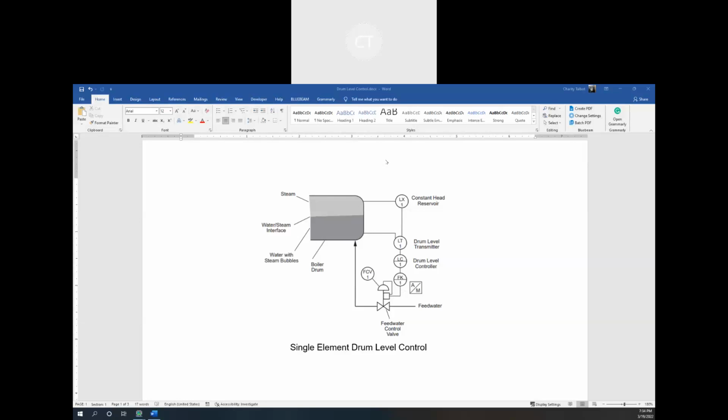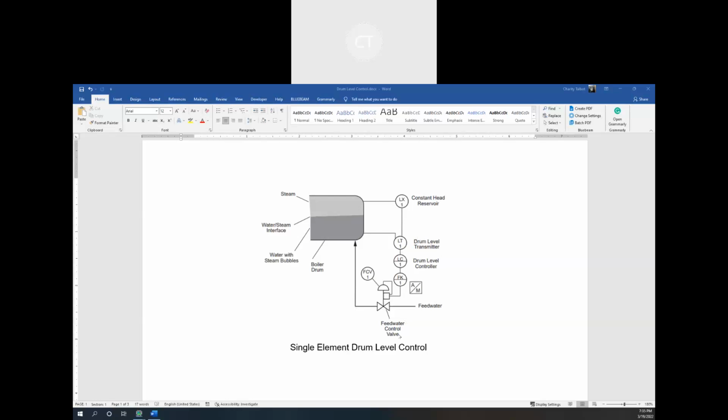Today I'll be going through my video demonstration for the SCADA Lab03. First of all, I'll be going through my single element drum level control. To give a basic overview, we have our feed water and our feed water control valve, and this goes into our boiler drum. Our drum level transmitter detects whether the feed water control valve should be on or off.